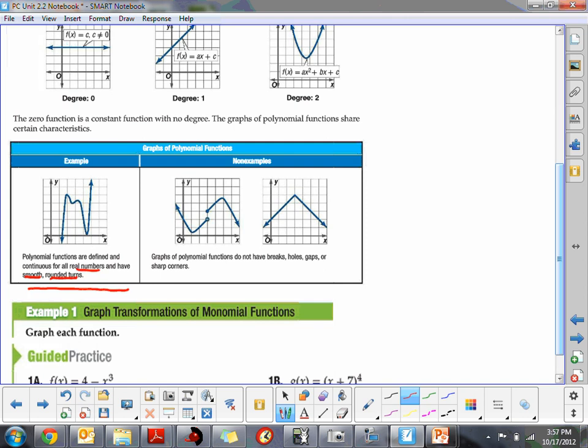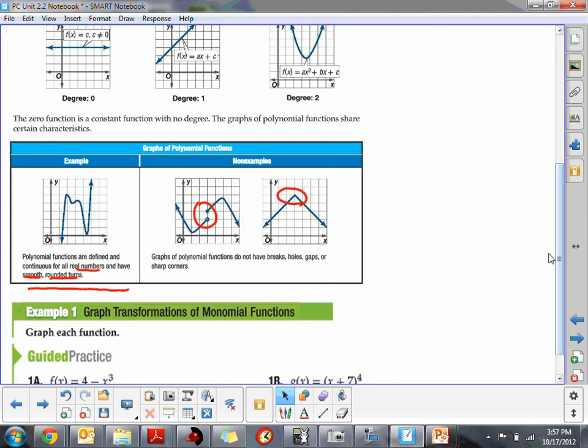Here's some obvious things that tell you it's not a polynomial function. Anytime you have gaps, breaks, holes, vertical asymptotes, or anytime there's a sharp corner. So we're ruling out the absolute value or any of our piecewise functions that have gaps or jumps in them. Anything with a vertical asymptote is going to be removed. So those will not be polynomial functions.